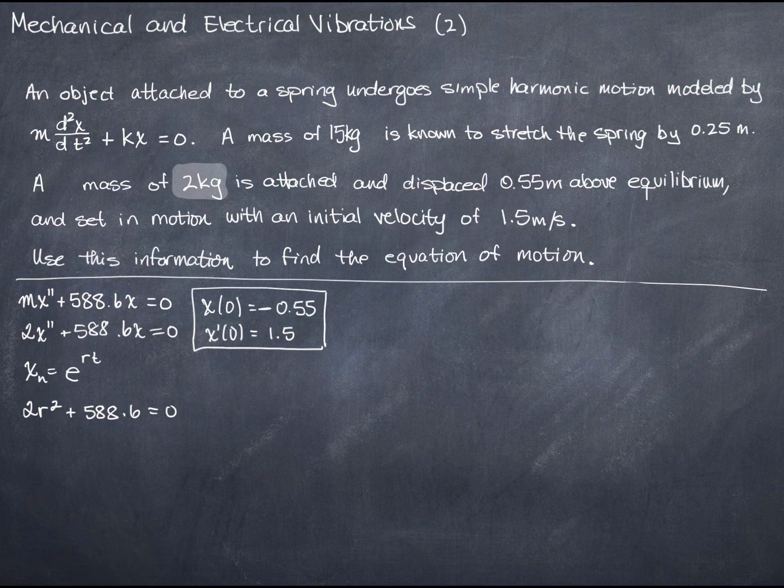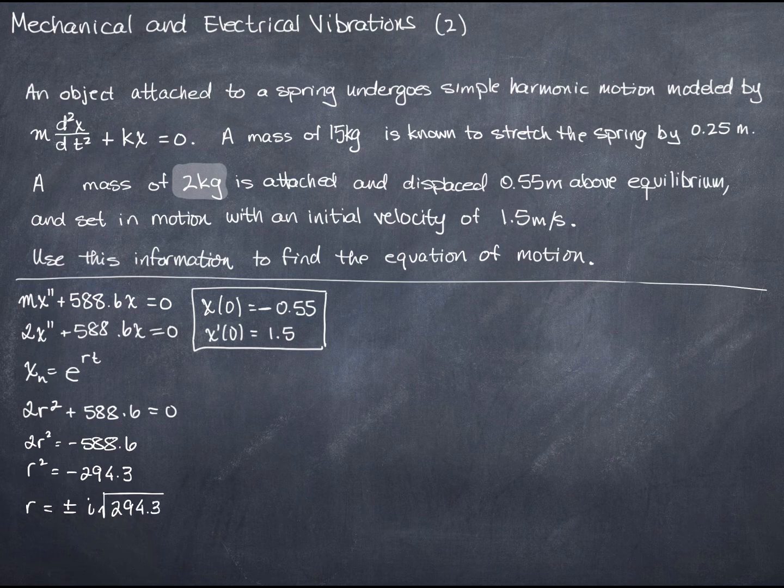We go to solve this, and we end up with, let's see, we could divide both sides by 2 first. Let's go ahead and do that. We could subtract the 580 from both sides first and then divide by 2. It doesn't really matter. So actually, let's do that. Let's go 2r squared equals negative 588.6. So r squared equals negative 294.3. And so r then must be equal to plus or minus i times the square root of 294.3.